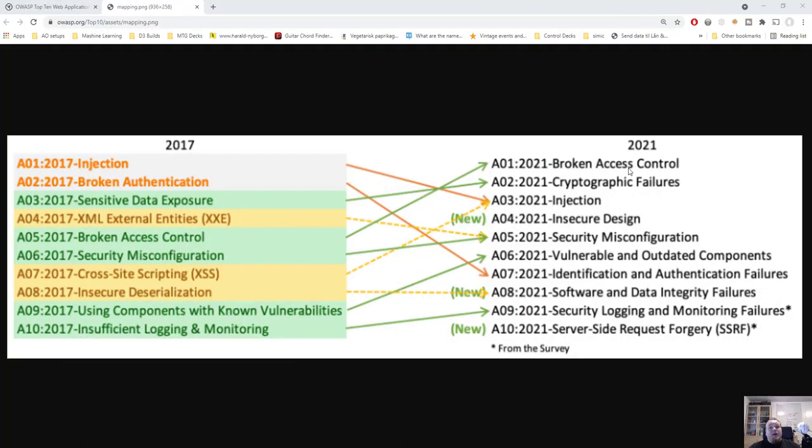Hi and welcome again. So today we will look at the differences between the OWASP Top 10 2017 and the OWASP Top 10 2021. So without any delay, let's just look at it right away.